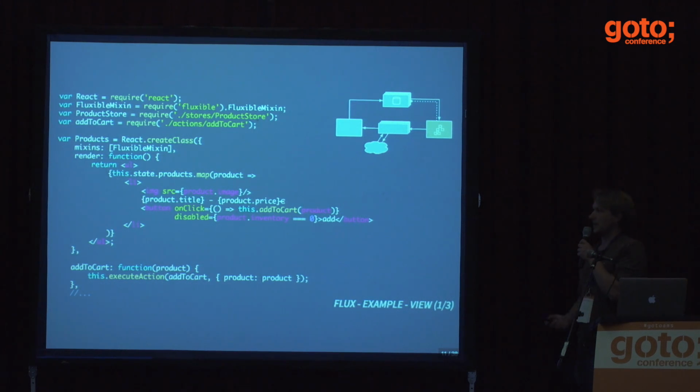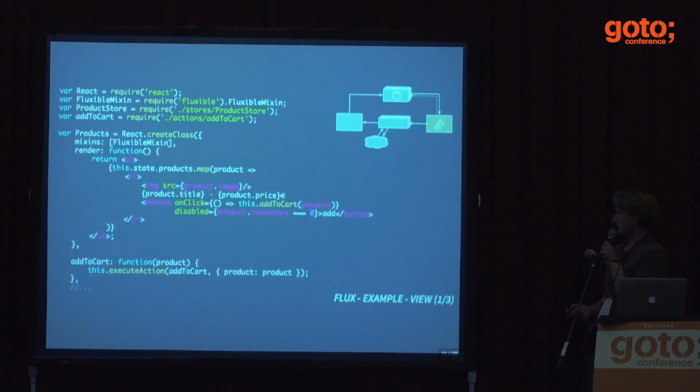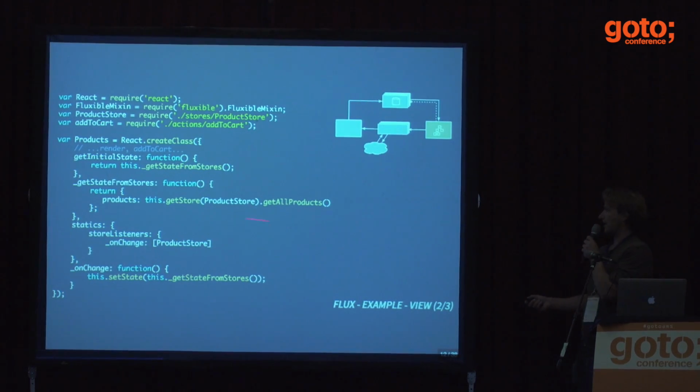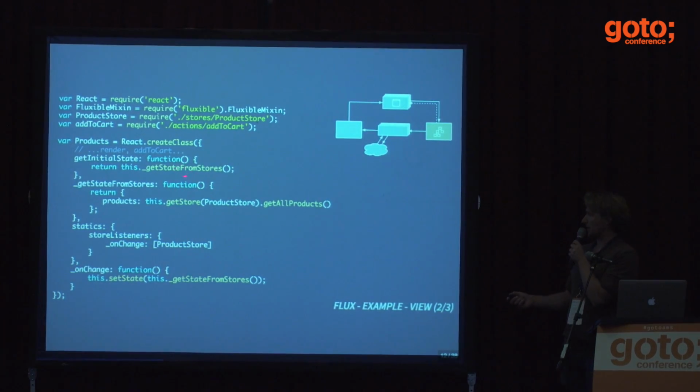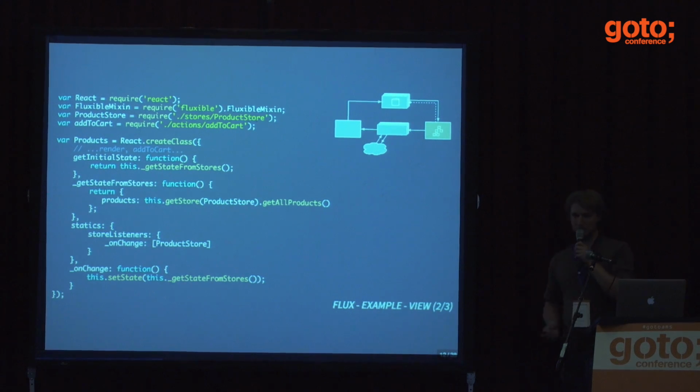And yeah, it just renders the title, the price, and this image and a button, as we've seen in the demo. And functionality-wise, this is pretty much everything that's needed to be done here. But there's some boilerplate code, where you have to connect this view component to the store.